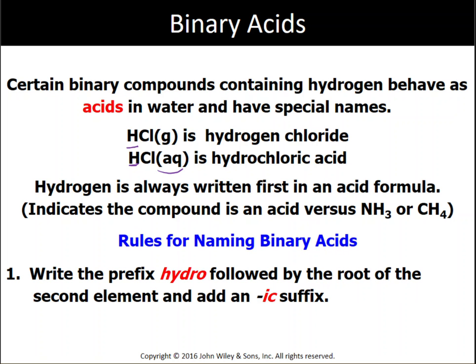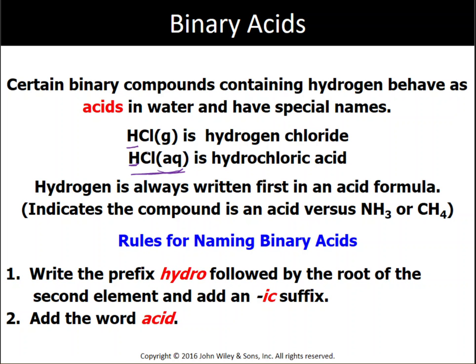That's followed by the root of the second element and add an IC suffix. And then you add the word acid. So for example, HCl in an aqueous form, this is an acid because the formula starts with hydrogen. It's an aqueous form. So in order to name this, you say hydrochloric acid.